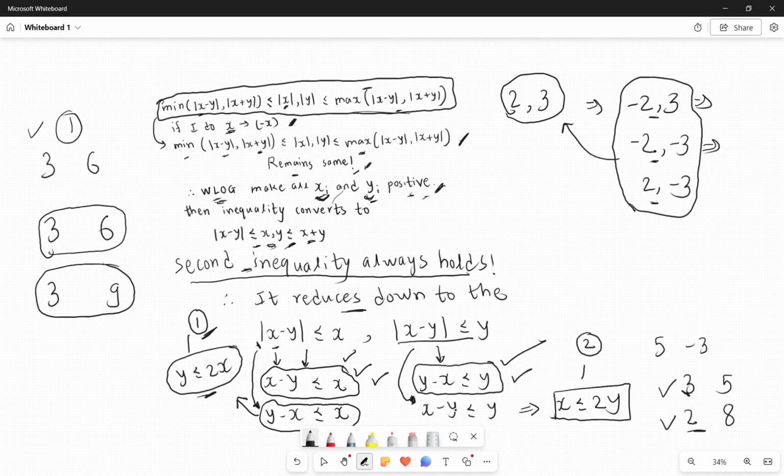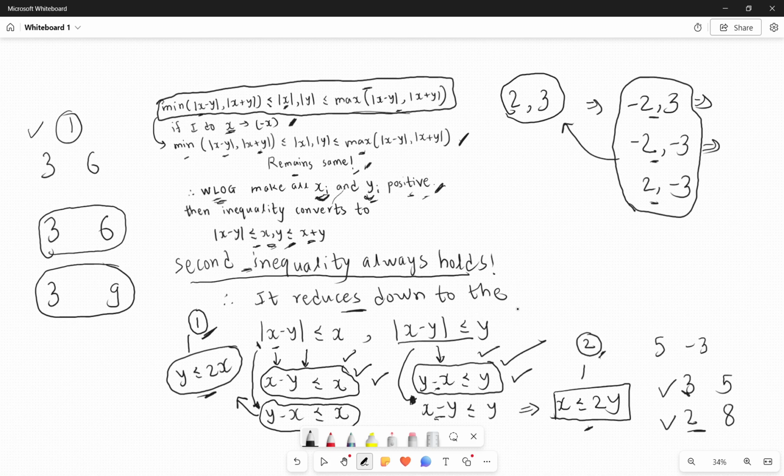Then solving the second scenario, if we open it with the minus sign, it will always be true. If we open it with the positive sign, it will be mod of x minus y less than or equal to y, so we get x is less than or equal to 2y. So this is our second inequality.